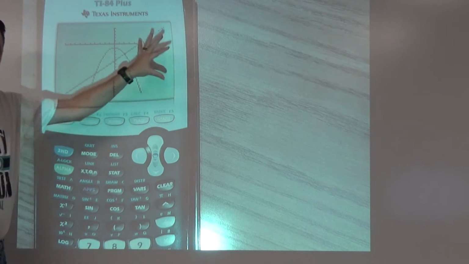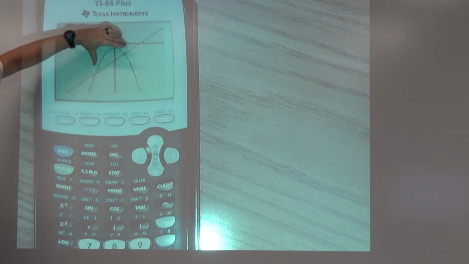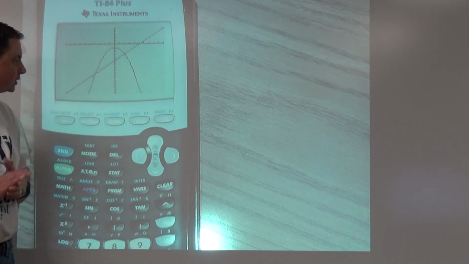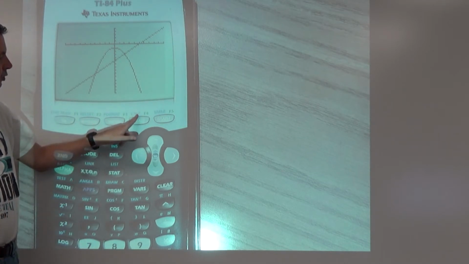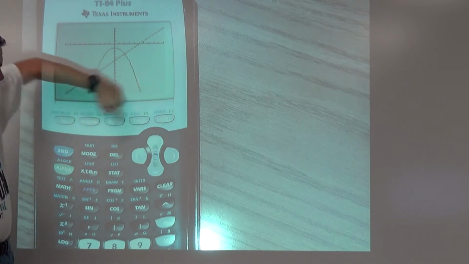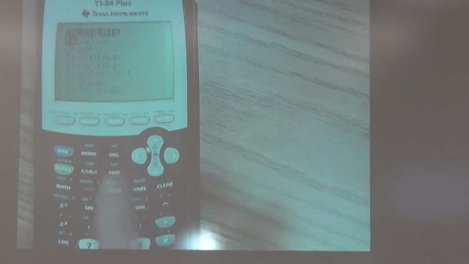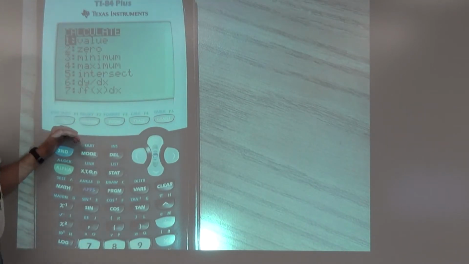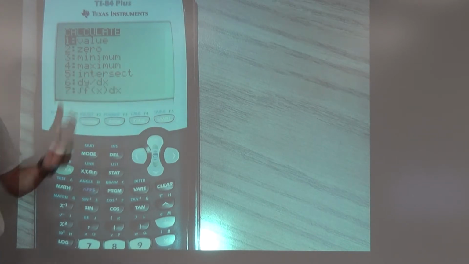All right, so now what we're looking for is where our equations, our functions, are intersecting. That's where we're going to have solutions. So anytime we want to be exact, we need to calculate. So trace gets you close, but we want to calculate. So second trace. What is it that we want to find? We want to find where they intersect.